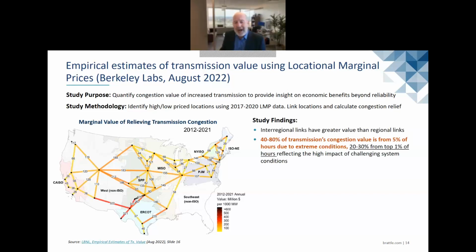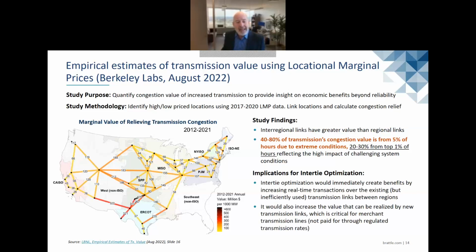The study also found that 40 to 80% of this value is concentrated in just 5% of all hours of the year. So you have to be very nimble to take advantage of these savings. In fact, 20 to 30% of these savings are in the top 1% of all hours. So we need something that is nimble enough to take advantage of these savings. What it means for intertie optimization is that you can immediately create benefits by increasing real-time transaction over the existing grids.